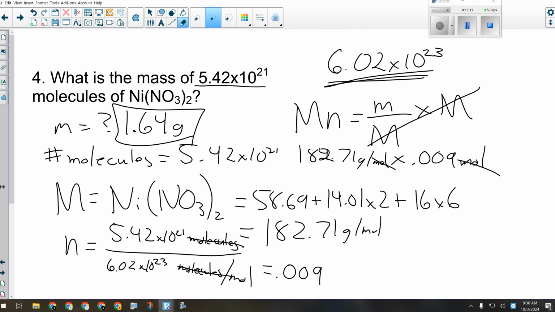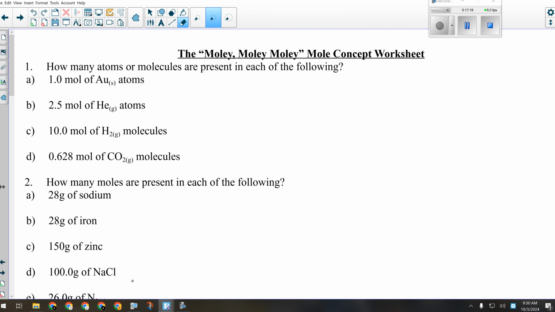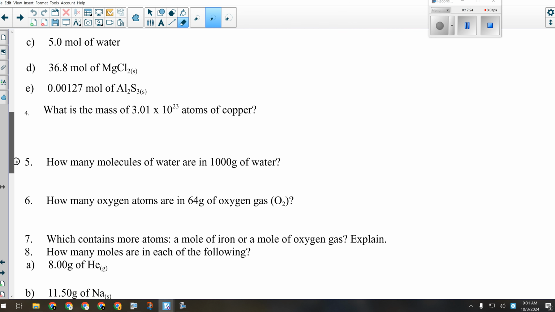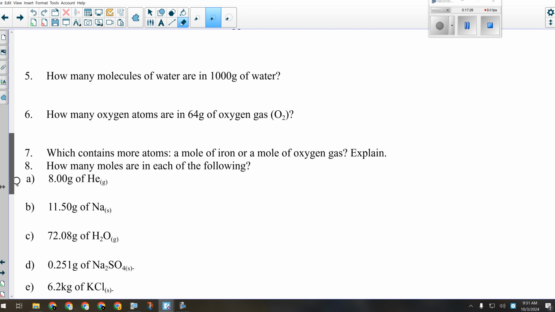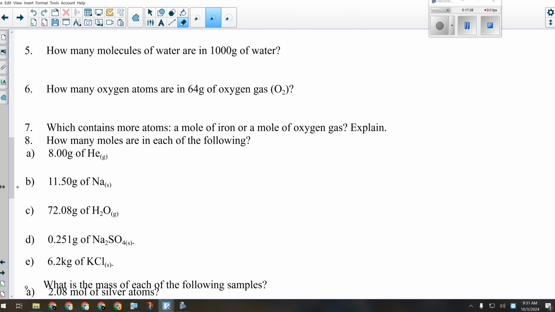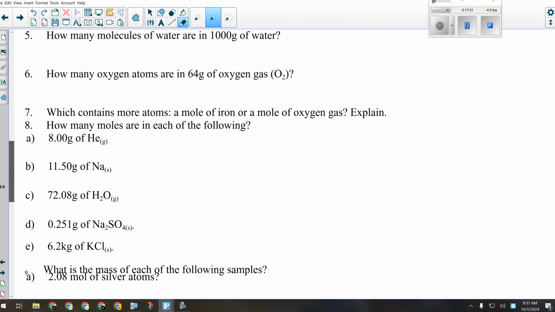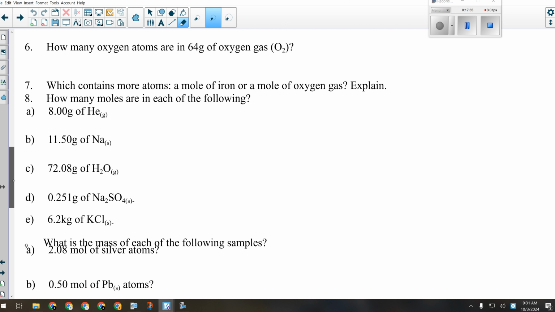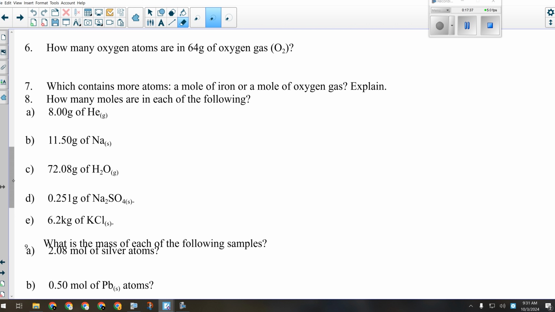All right, I would like you guys, right now, we did some of these ones yesterday. Okay. Actually, let's talk about number 7 right now. Okay? Which contains more atoms? A mole of iron or a mole of oxygen gas?